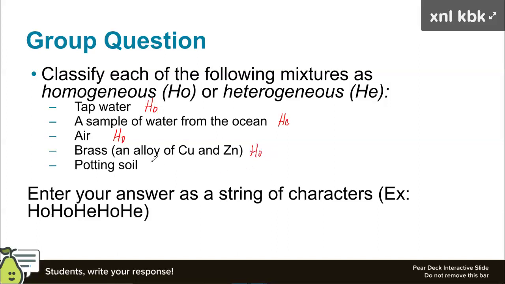Potting soil, on the other hand, would be heterogeneous. Inside of potting soil, you're going to find the different kinds of parts of it. You're going to find the plant food, little white specks. You're going to find the dirt itself. Inside of the dirt, you're going to find little stones as well as the dirt itself. So lots of different components. You can see all the different components. It's definitely not uniform.